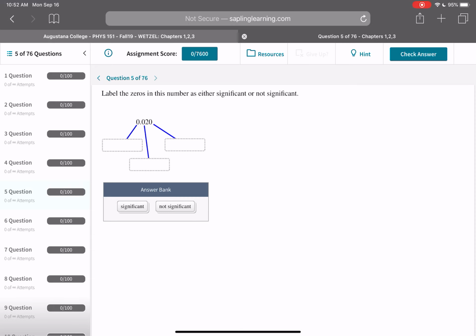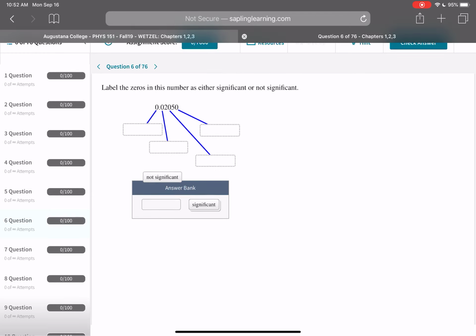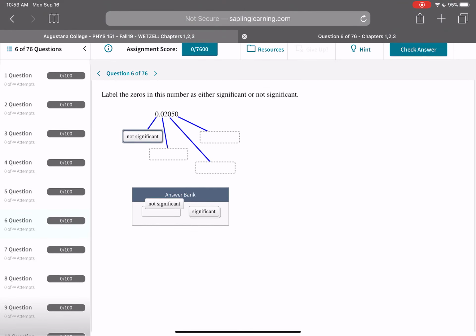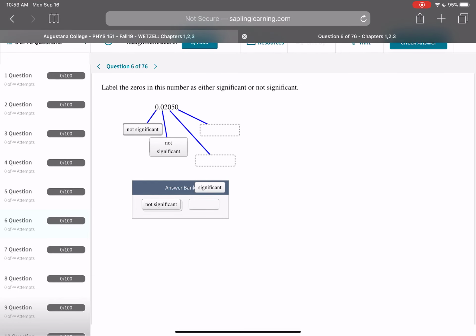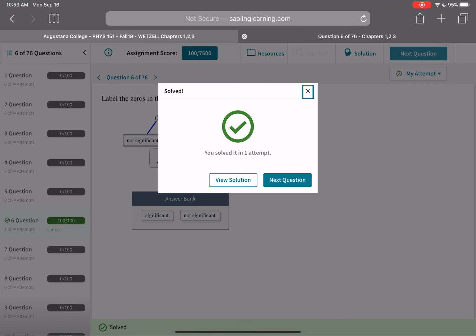Label the zeros in this number as either significant or not significant. Okay, so the first two zeros are not significant. The last zero is significant. Okay, label the zeros in this number as either significant or not significant. Same thing. The last one is significant. The other ones are not significant. Not significant. Not significant. Significant. Significant. Okay, check. Good.